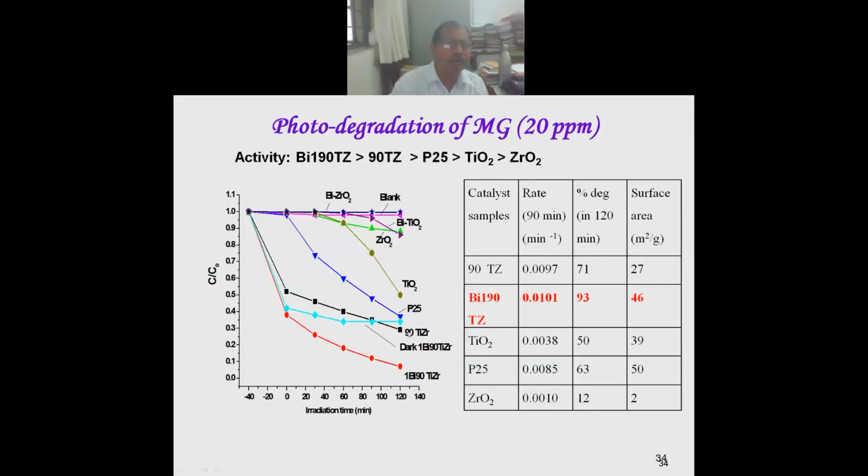This is without bismuth doping. This is 90 TiO2 without bismuth doping. This is with the bismuth doping, and this is the commercial P25. Again, this sample has better degradation efficiency compared to P25. This is the degradation rate using this sample, and this is the degradation percentage, a high degradation percentage, and the surface area is 46 meters squared per gram.